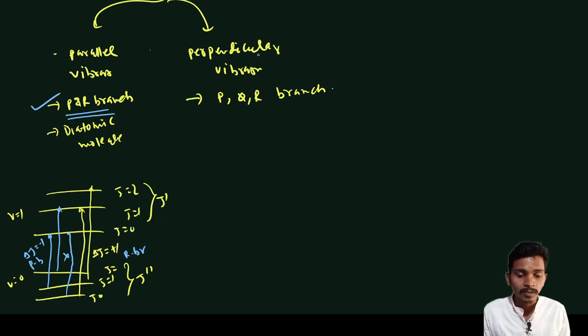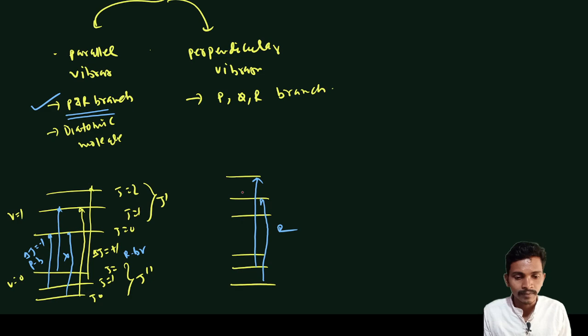Whenever you discuss the perpendicular vibrations, here the P branch is possible, the Q branch is possible, and the R branch is also possible. Means here the rotational levels will be like this. So let's say some transitions are from here to here, so these are the R branch, and let's say some are the P branch.